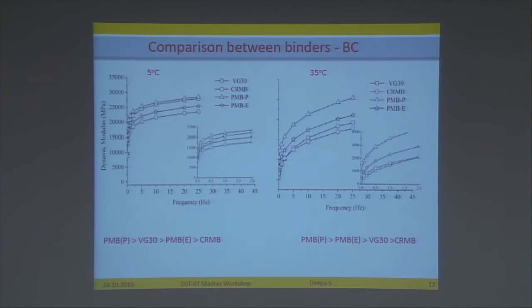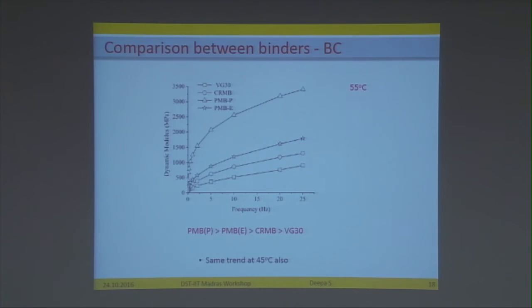But we can see that as the temperature keeps increasing, the order is also changing. PMB plastomer, followed by elastomer, followed by VG30, CRMB. CRMB has the least dynamic modulus of all the 4. But let's see what happens at 55 degrees. You can see that all the modified binders have a higher modulus than our unmodified VG30 binder.